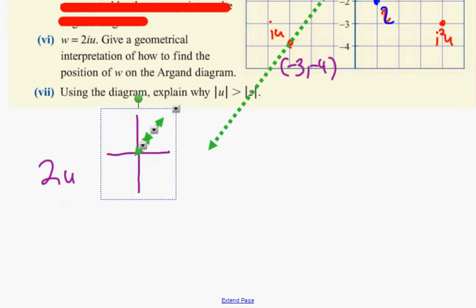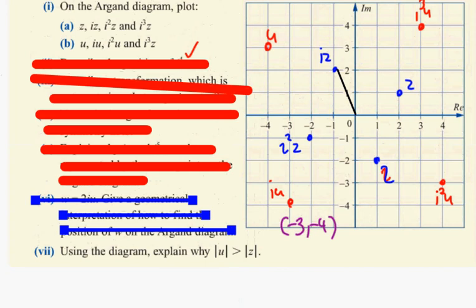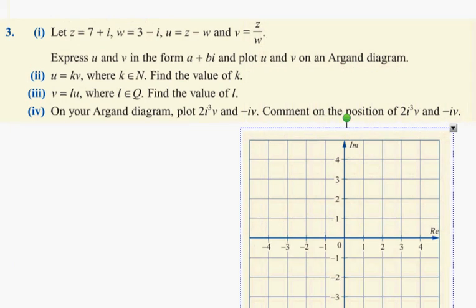Now, next one after that, guys, is using the diagram, explain why the modulus of u is bigger than the modulus of z. What does modulus mean again, guys? Distance. So the modulus of z is this long, but the modulus of u is this long. Which one's further away from the origin? u. Hence, the modulus of u is bigger than the modulus of z. Okay. This one.